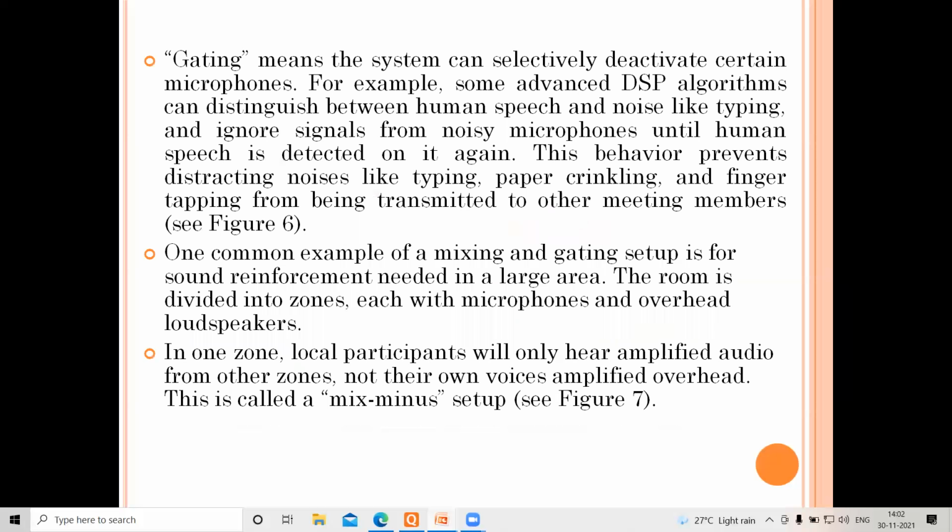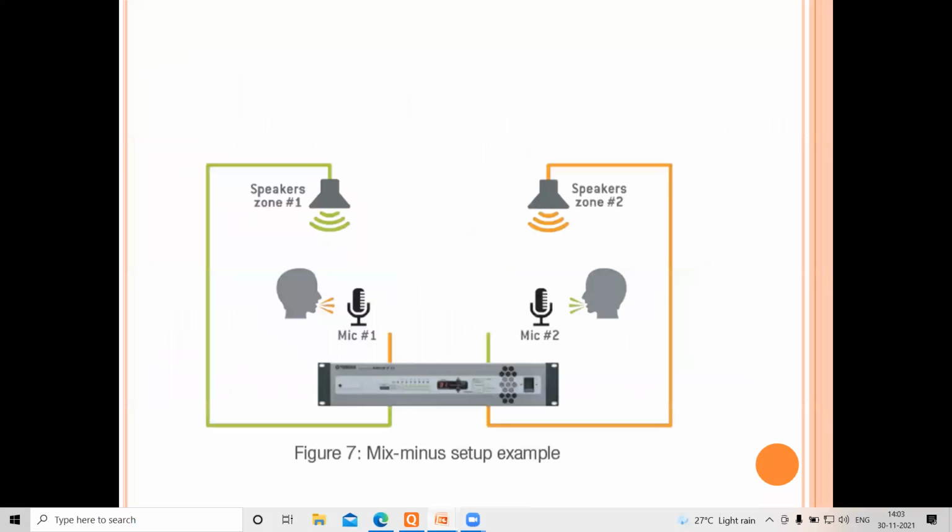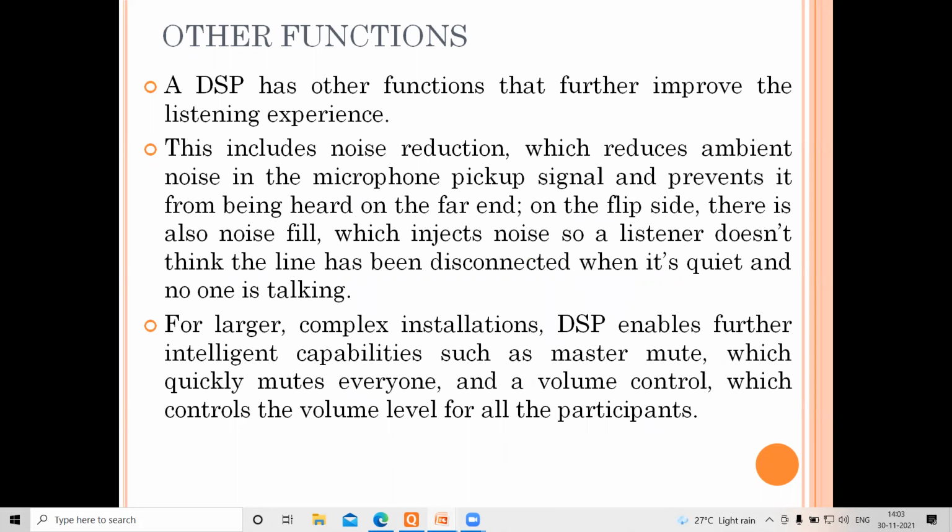Then gating means you're literally sending one signal, or you're activating one, or you're deactivating one. That's the meaning of gating. Then you might have two different speakers sitting at two different points, and probably you'll have a mix-minus setup as an example, where sometimes you'll have to mix it up and sometimes you'll have to take it out. This is how your DSP will play an important role. There are other applications also. There are a lot of other applications where we'll be talking about noise reduction.